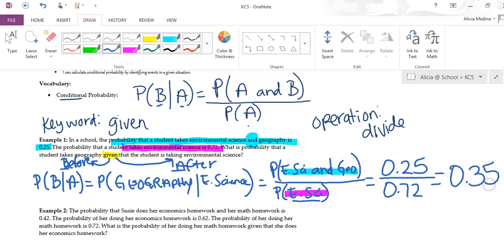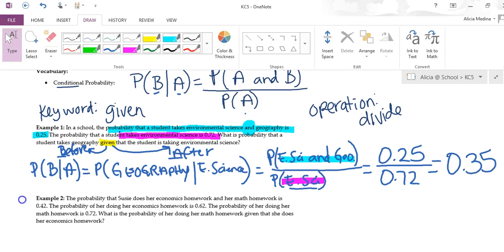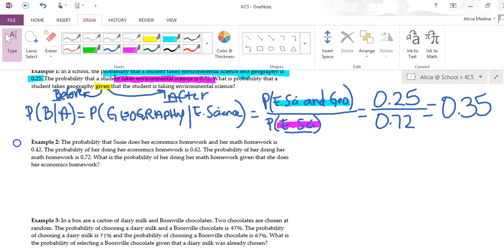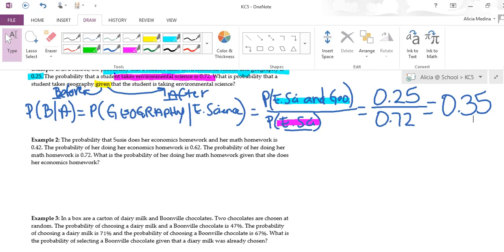All right, so conditional probability isn't that difficult once you can identify what the B is and what the A is. All right, example number 2, the probability that Susie does her economics homework and her math homework is 0.42. So I do see that this is going to be the probability of both, right? This is the and statement.